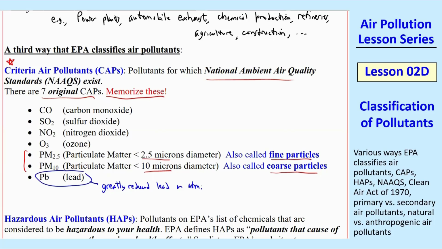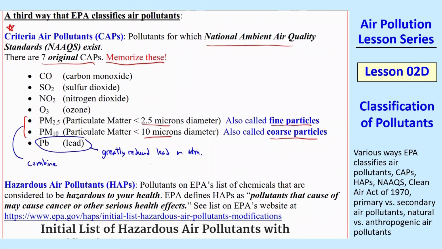They found out that lead was very hazardous, but the lead in the air has been reduced so much that it's sometimes not even on the list. So these are the 7 original CAPs. Also, sometimes they combine these into just particulate matter. So you might see all of those put together as one criteria. So I want you to remember the 7 original ones.